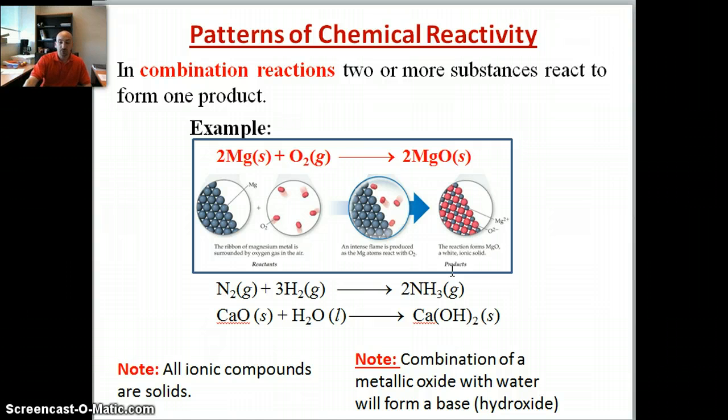So if you're told the reactants of a combination reaction, then you should be able to predict the products and write the balanced chemical equation. One note is when you have a metallic oxide like calcium oxide reacting with water, you actually form a base, which is a hydroxide. So it's the metal hydroxide. Okay.